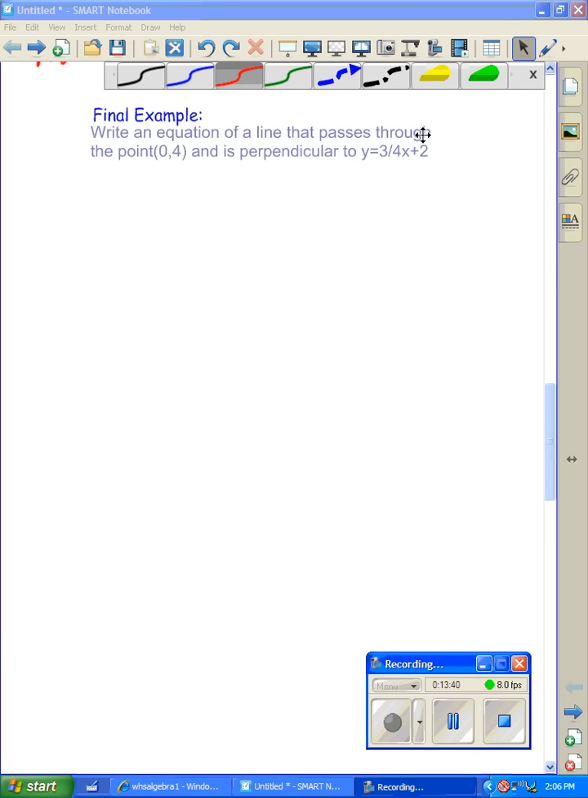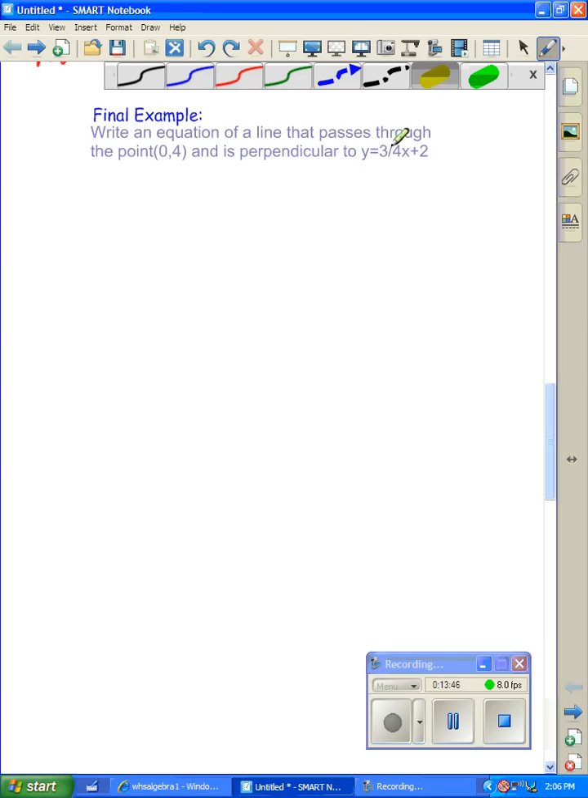Write an equation of a line that passes through the point (0,4) and is perpendicular to this line right here. Now guys, this right here is where we'll start having a little bit of trouble. Hopefully you'll recall some of this from Algebra 1, but basically this is all we do. Write an equation of a line that passes through the point (0,4) and has a slope that is perpendicular to this slope. Well, first of all, you need to know what this slope is. The slope of this line is 3/4. So if this line that goes through (0,4) is going to be perpendicular to y equals 3/4 x plus 2, then the slope of the (0,4) line would have to be negative 4/3.